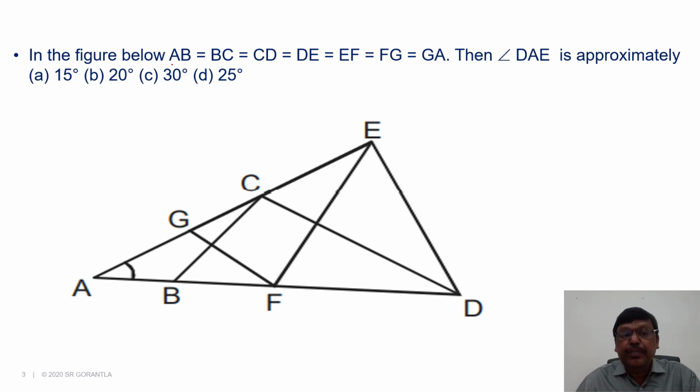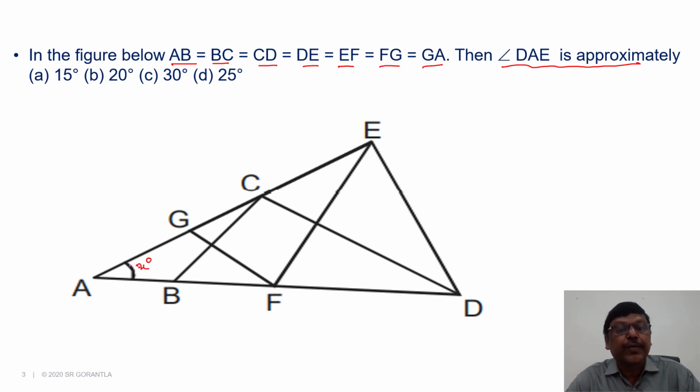In the figure below, AB equals BC equals CD equals DE equals EF equals FG equals GA. Then angle DAE is approximately. Angle DAE, this we need to find out. Let it be x degrees. We need to find the x value.